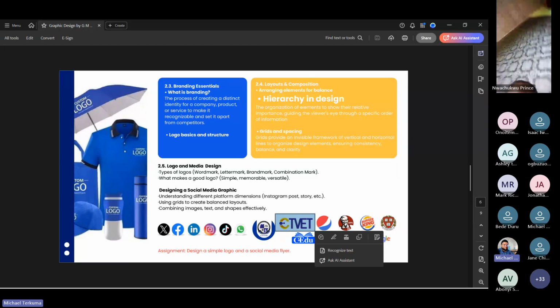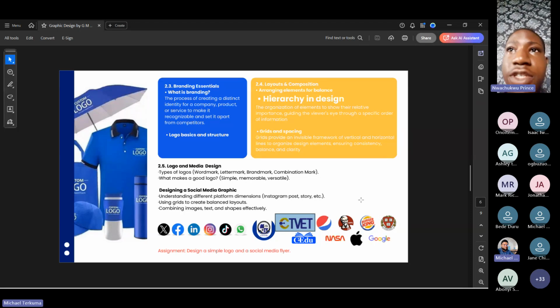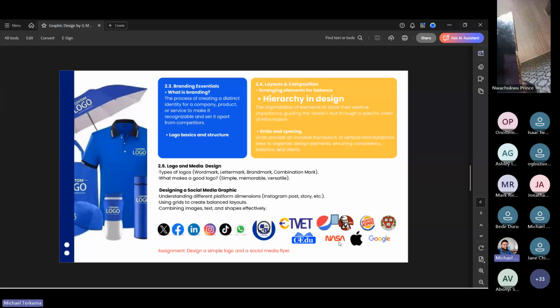KFC on its own is an abbreviation. There's a full meaning for that KFC, but they have KFC as an abbreviation. KFC is a letter mark, because they have KFC as an abbreviation. You can call it letter mark or letter form. Some people prefer to call it letter form.